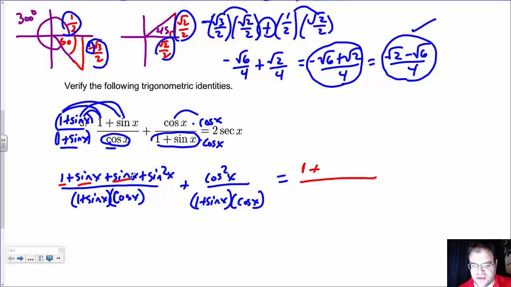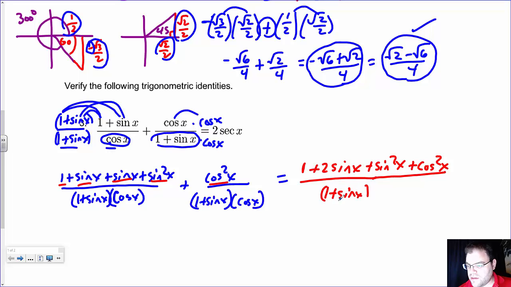I'm going to add. I have a sine x and a sine x, so I got 2 of them, 2 sine x. And then I have a sine squared, and then I have the cosine squared. And then I have the same thing on the bottom, just the common denominator, which is 1 plus sine of x times cosine of x.